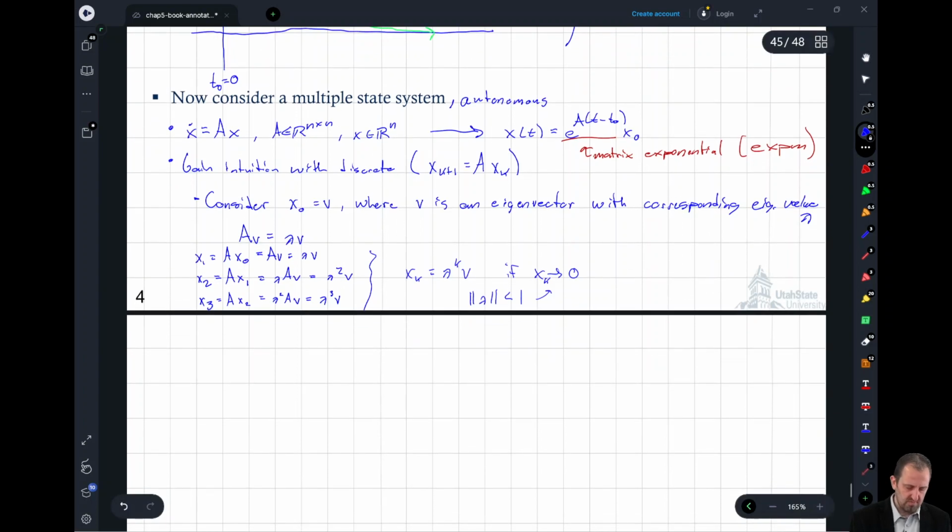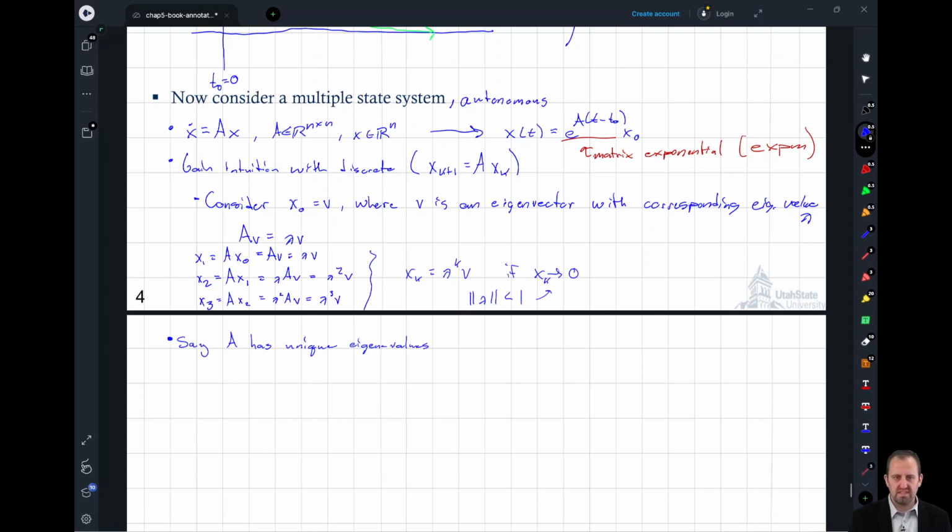Okay, now, that was if we started on an eigenvector. Now, if we say that A has unique eigenvalues, this is just one more condition to make things just a little bit easier, but we're getting more complex as we go along. That means that all of our eigenvectors, V1 up to Vn, where n again is the dimension of our state, form a basis.